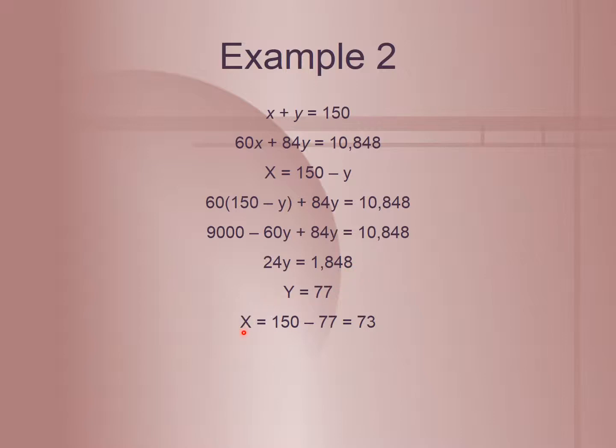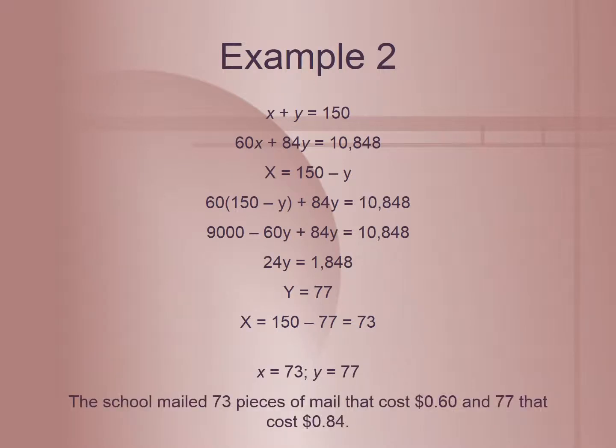And then my X, remember, my X was just 150 minus whatever Y was. Well, since Y was 77, I can say X is equal to 150 minus 77, which is 73. So now I know that my X pieces of mail is 73 and my Y pieces of mail are 77. So that means that in this example, we have 73 pieces that cost 60 cents and 77 pieces that cost 84 cents.